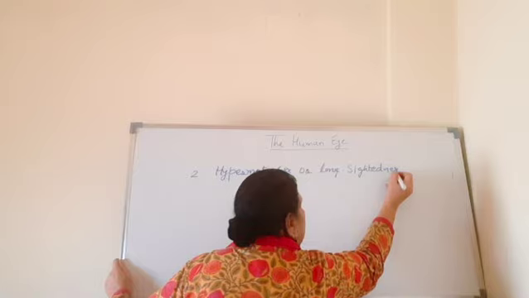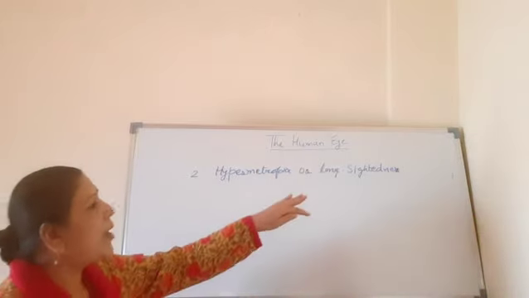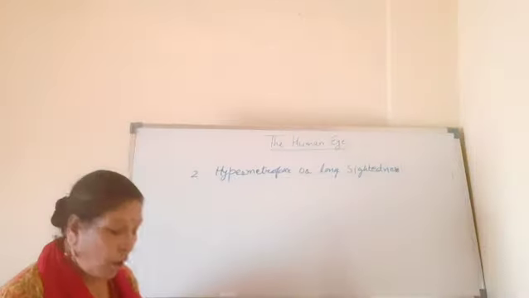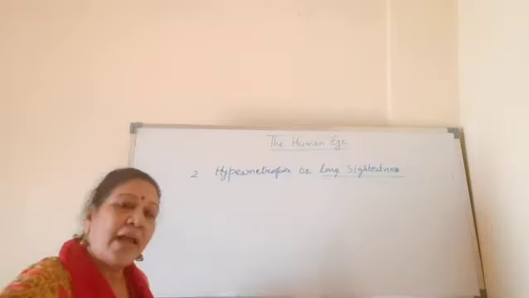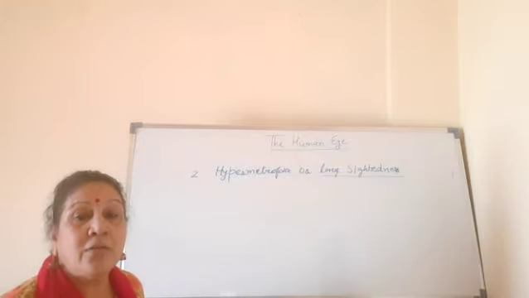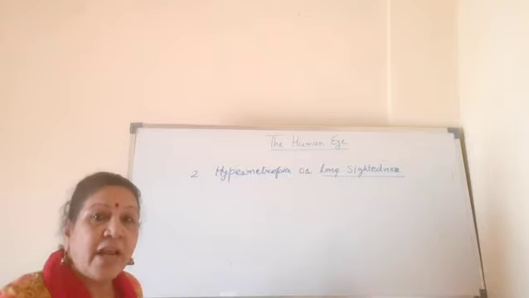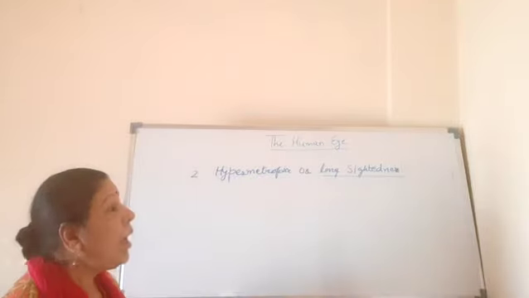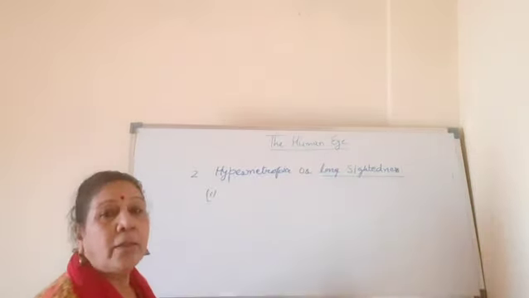And what is that? It's called hypermetropia or long-sightedness. Long-sightedness, where the person can see the object at distant position, but is not able to see the objects which are close by. So this is hypermetropia. You can see the objects which are at distant positions. What are the causes? Just opposite to the myopia.